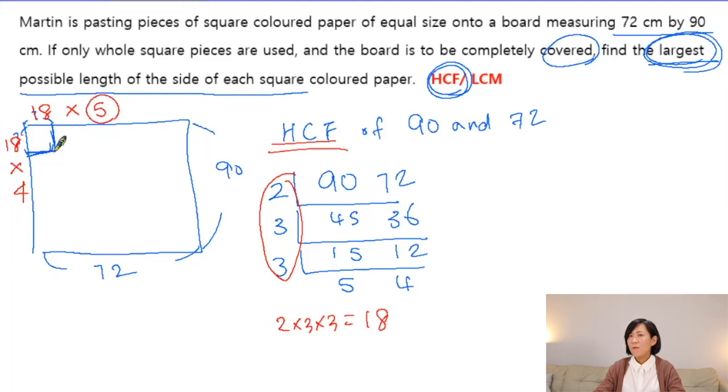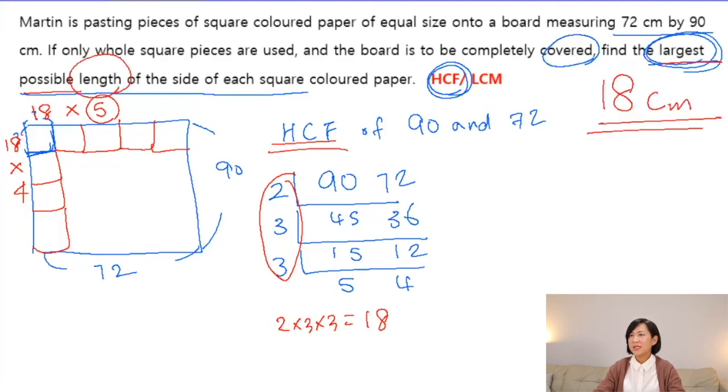You've got 4 more papers vertically. Then you've got 5 papers horizontally. Then this is a 4 by 5. So you need 20 square colored paper to cover the board. But anyway, our answer is 18.